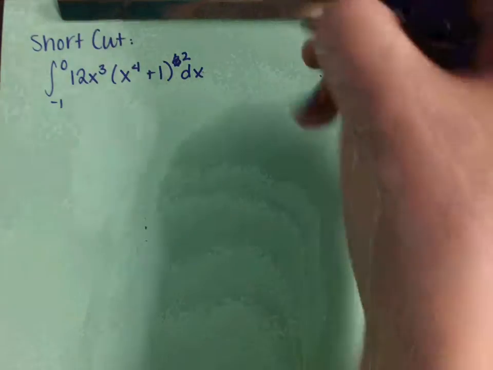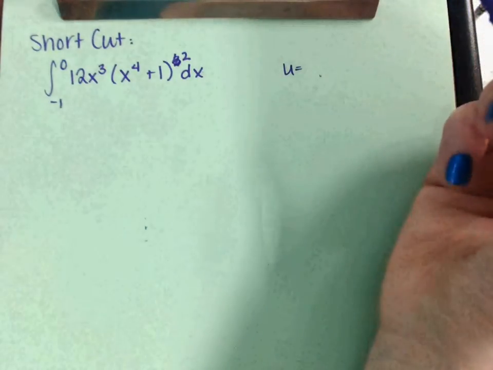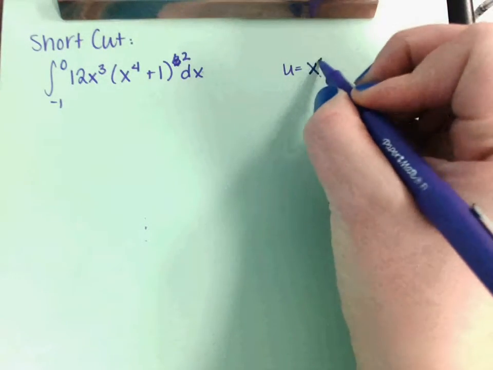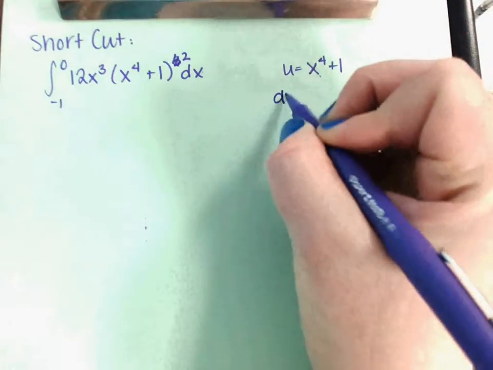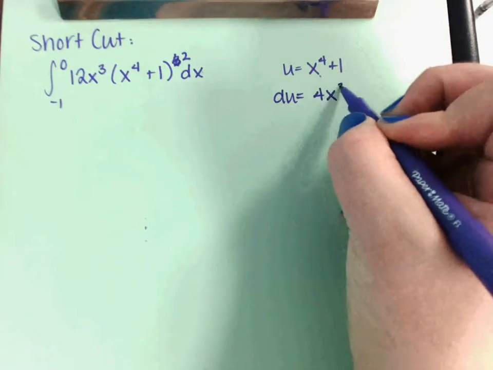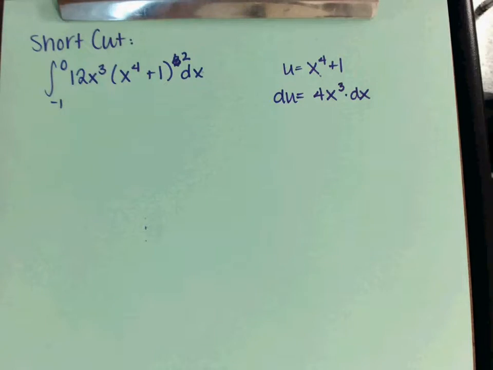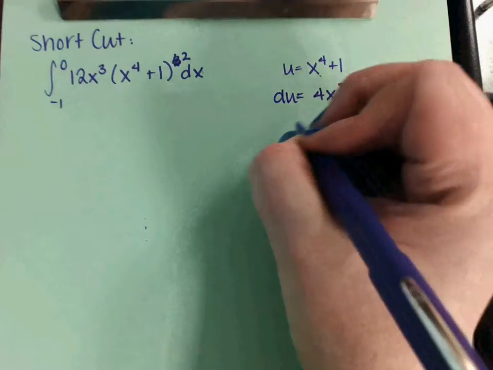So your U is going to be what here? Starts off the same. X to the 4th plus 1. Okay, x to the 4th plus 1. What's your du? 4x cubed. And then remember what I said? I'm just going to put the dx on that side, because we know it's going to end up over there anyway. Okay?